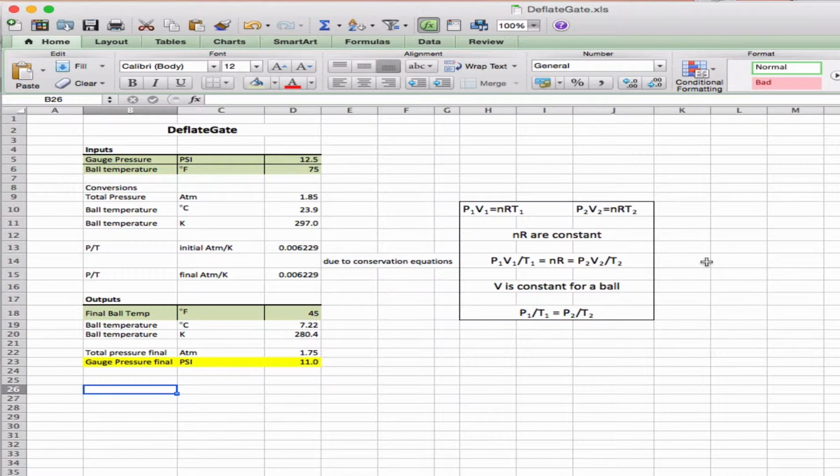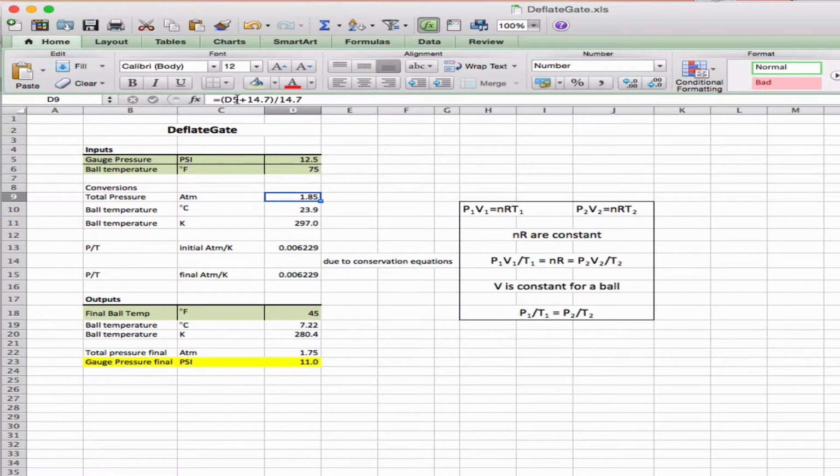So we're going to begin with the inputs, as we've heard about in the press, and that was the gauge pressure for the football was 12.5 psi. So you notice I've labeled the inputs, gauge pressure, psi, and it's gauge pressure because this is the pressure inside the ball. And it's reported that the ball temperature was around 75 degrees Fahrenheit. Those units are inconvenient, so we're going to convert to atmospheres. And this is atmospheres total pressure inside the ball.